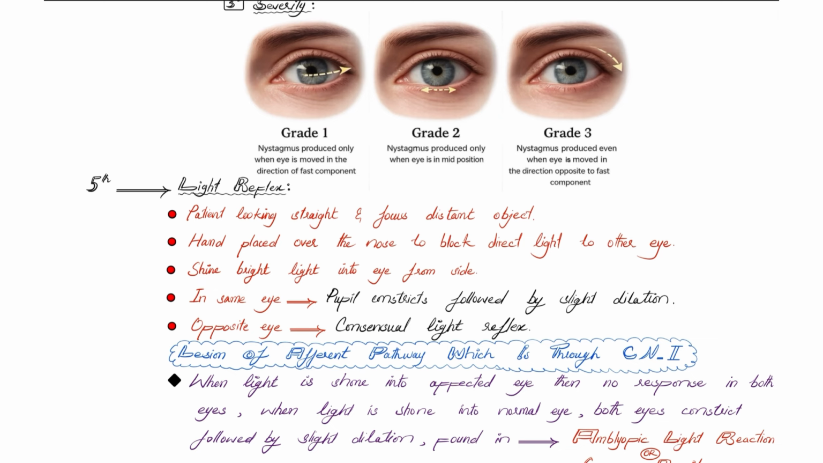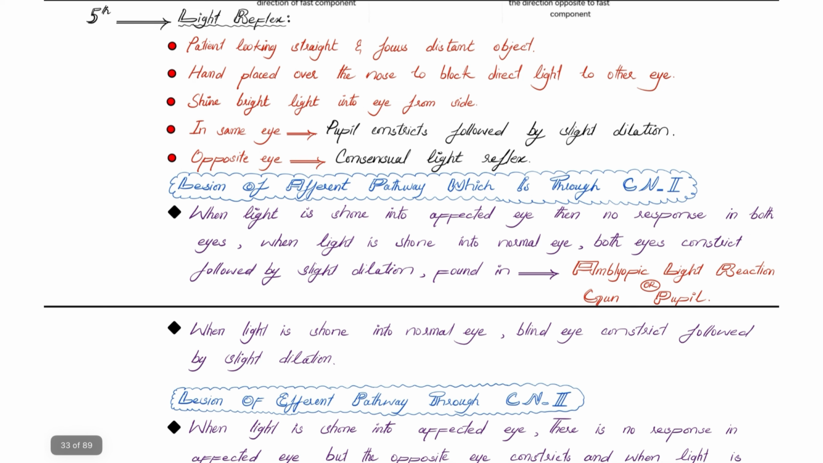from the side. In response to light in the same eye, the pupil constricts followed by slight dilation, while in the other eye there will be a consensual light reflex, meaning the same effect is produced though no direct light is falling on it. So the light reflex has a reflex arc, meaning its afferent pathway is made by the optic nerve and the efferent pathway is made by the oculomotor nerve, and then it has a reflex center.